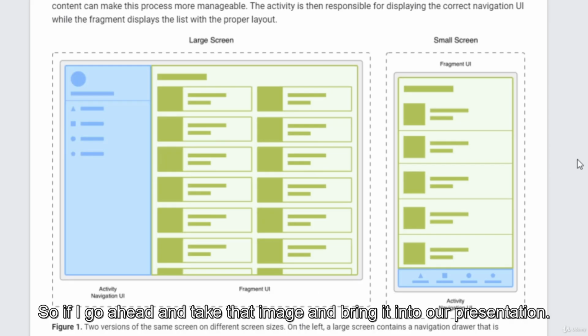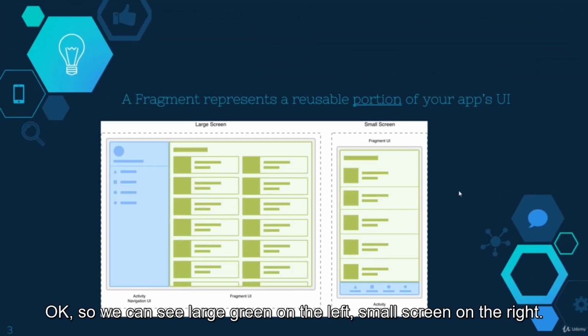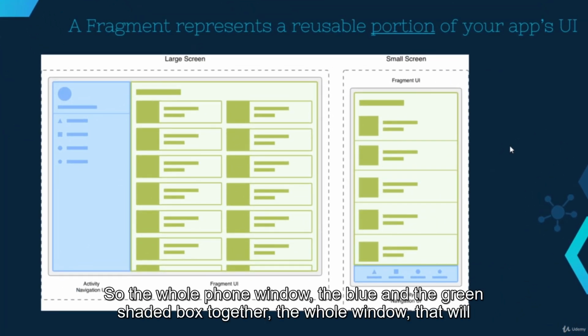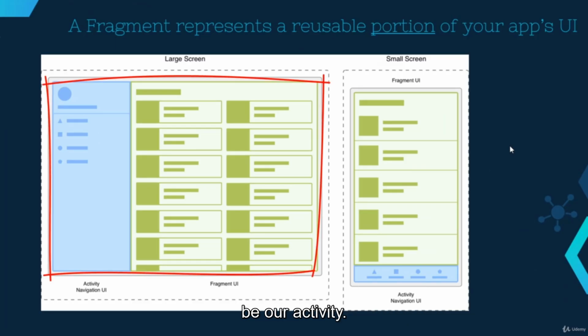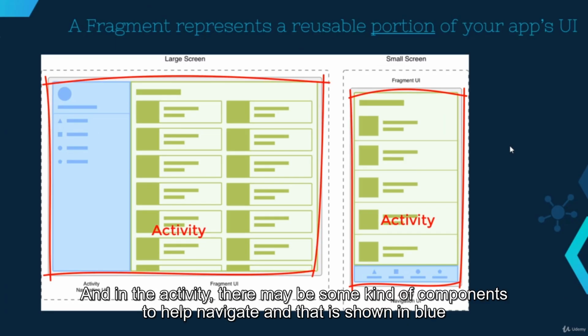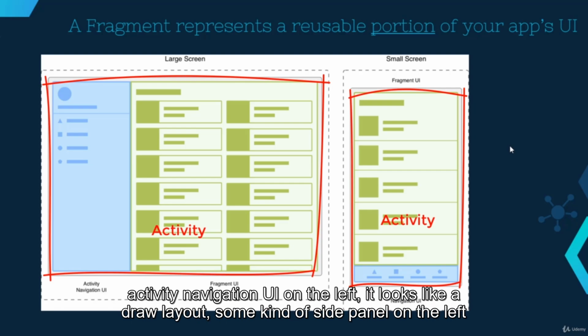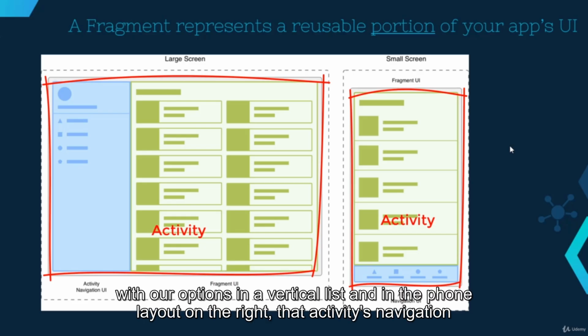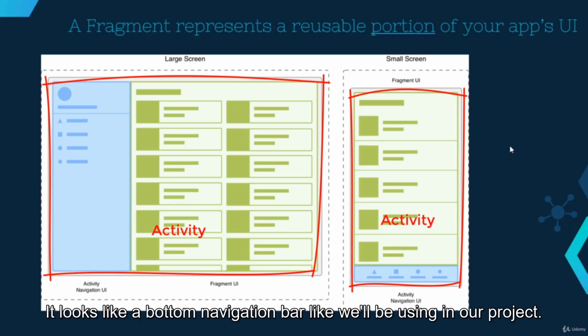So if I go ahead and take that image and bring it into our presentation, okay, we can see large screen on the left, small screen on the right. The whole phone window, the blue and the green shaded box together, the whole window, will be our app's activity. And in the activity, there may be some kind of component to help navigate, and that's shown in blue, Activity Navigation UI. On the left, it looks like a drawer layout, some kind of side panel with our options in a vertical list, and in the phone layout on the right, that Activity Navigation User Interface looks like a bottom navigation bar, like we'll be using in our project.